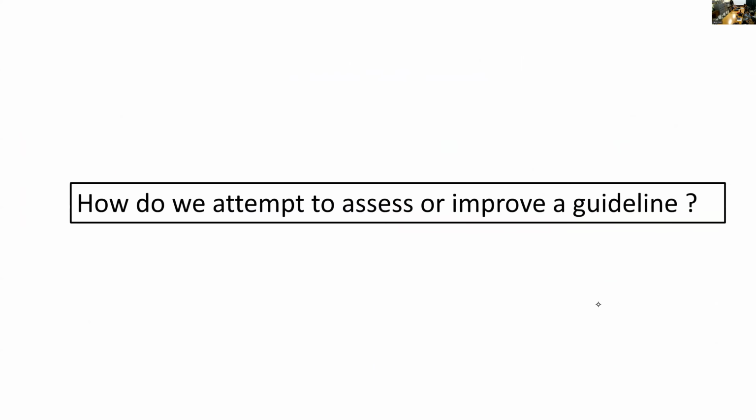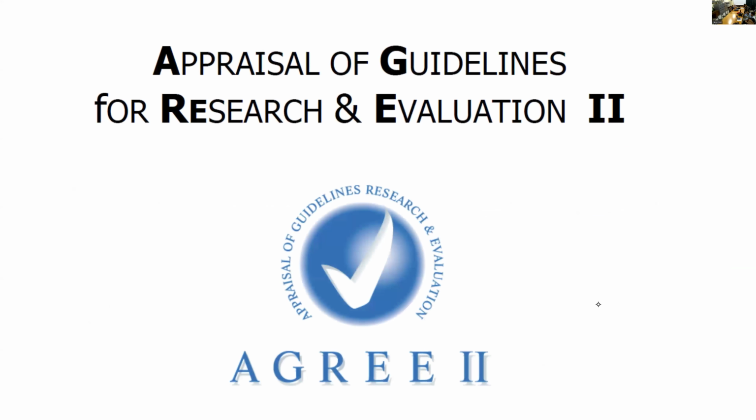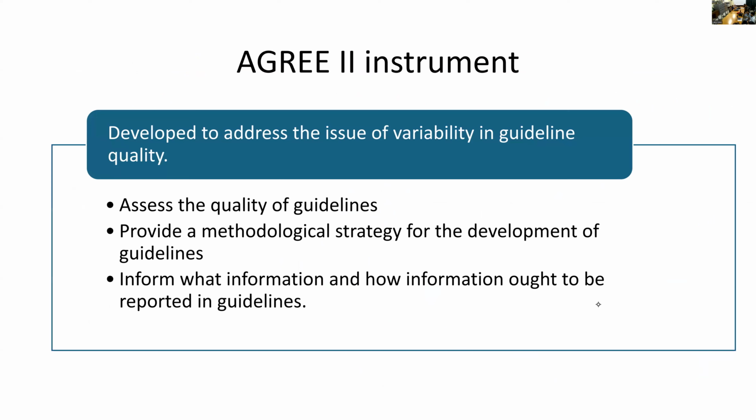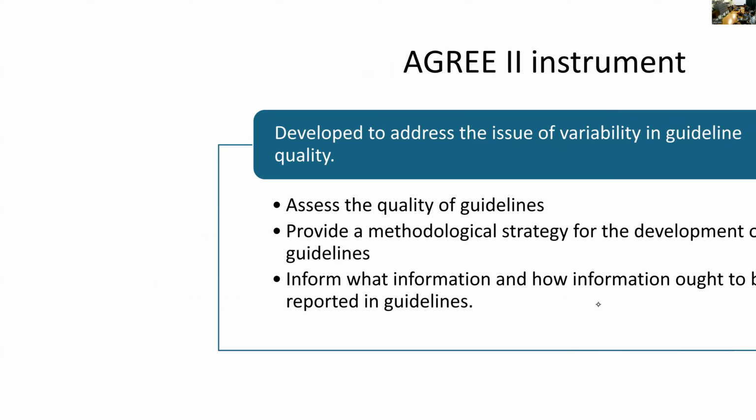So how do we attempt to assess or improve a guideline? There is the Appraisal of Guidelines for Research and Evaluation 2 checklist. This is the checklist that I will use to see how good or how bad the guideline that we had looked at is. The AGREE instrument was developed to address the issue of variability in guideline quality. It assesses the quality of the guideline, provides a methodological strategy for the development of guidelines, and informs what information and how information ought to be reported in the guidelines.